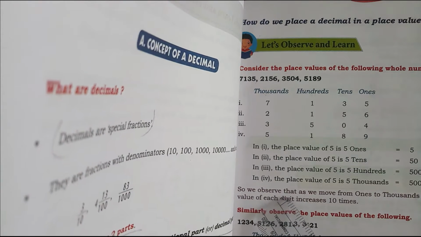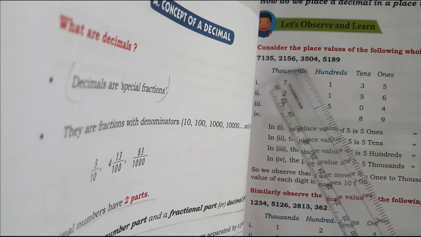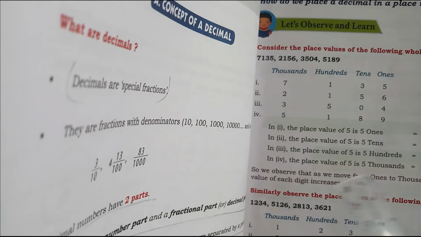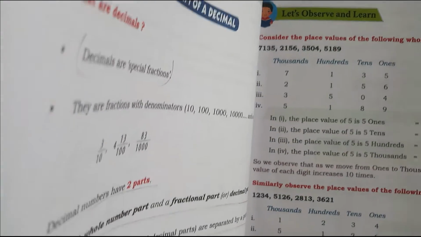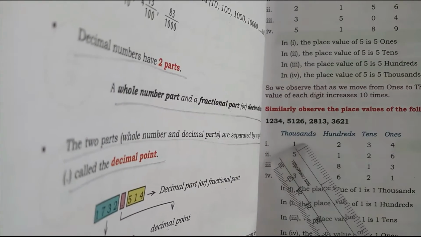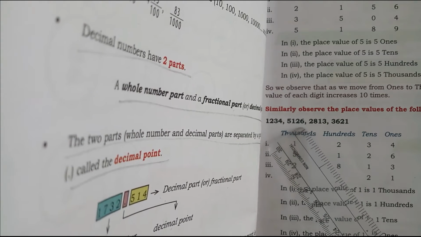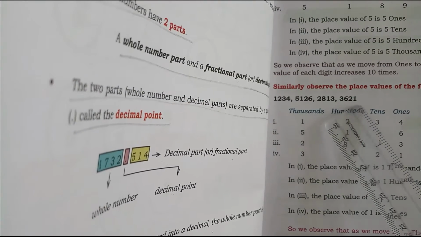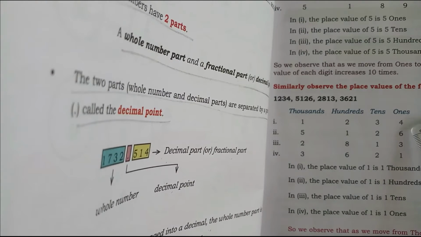So what we observed here is that as we move from ones to thousands, from right to left, the place value of each digit increases 10 times. Now similarly, observe the place values of the following. Here they have given numbers like 1234, 5126, 2813, 3621. Now, thousands, hundreds, tens and ones places.